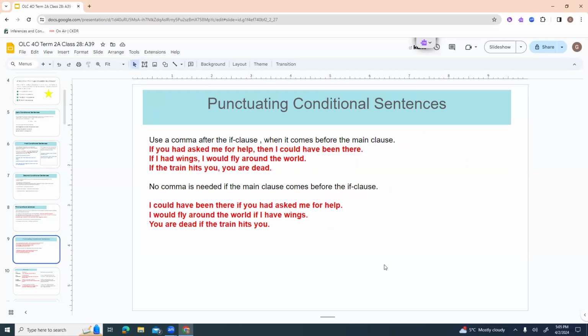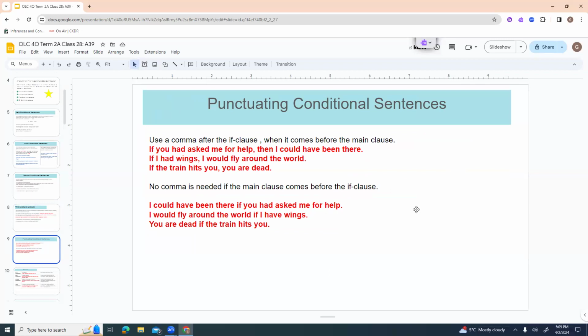Punctuating conditional sentences. You use a comma after the if clause when it comes first, before the main clause, or the main part of the sentence. If you had asked me for help, then I could have been there. If I had wings, I would fly around the world. If the train hits you, you are dead.